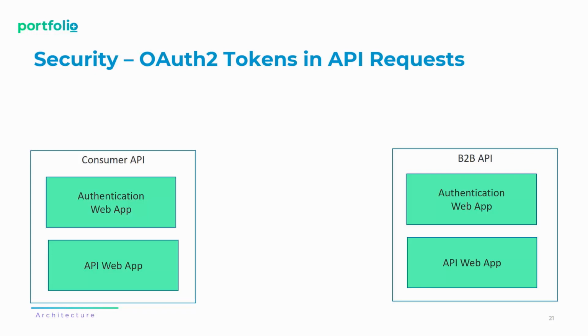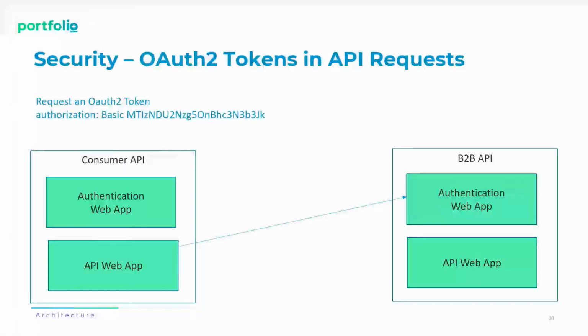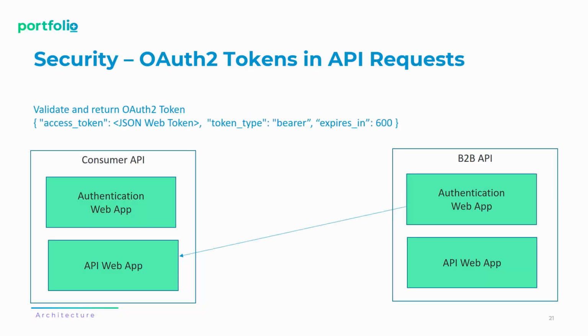So the first step has the consumer API's web application. Some user made a request to the consumer API for some resource, say their banking history. The first thing is to request an OAuth 2 token from the authentication app on the B2B side. So we send a basic auth request. The B2B side does the validation. Yes, I know this client and I trust them, and returns a token.